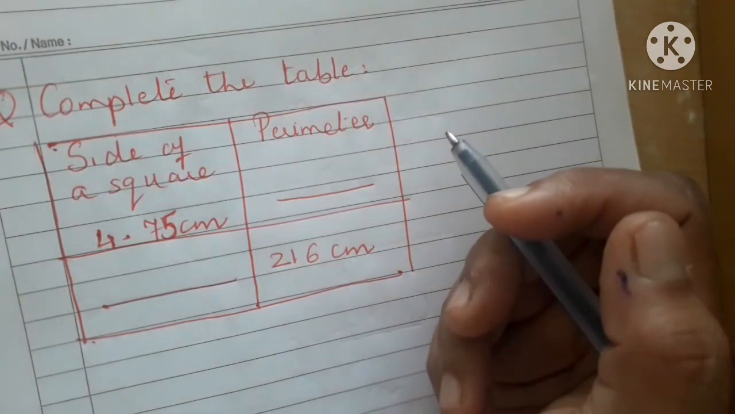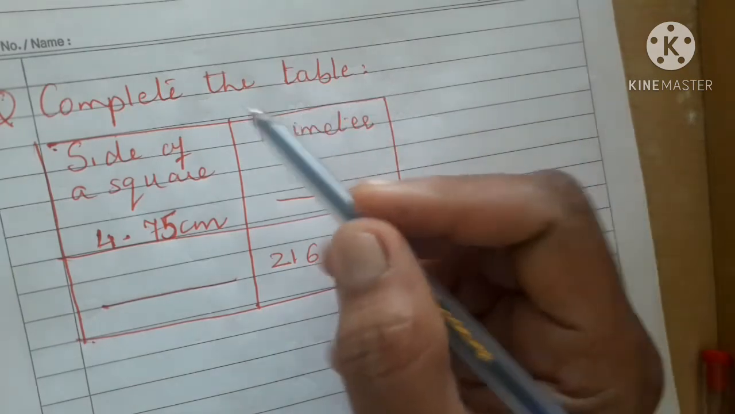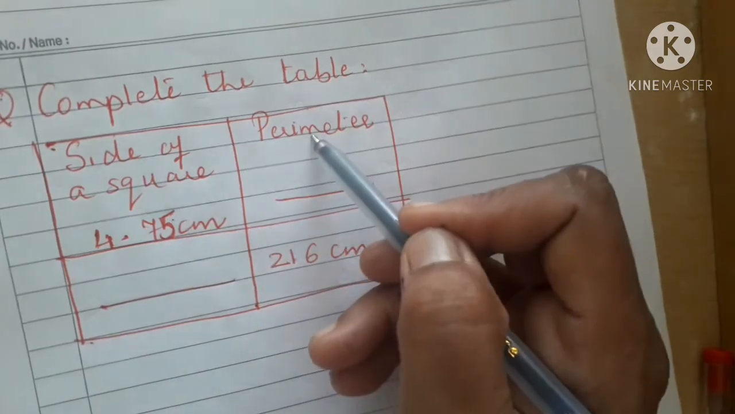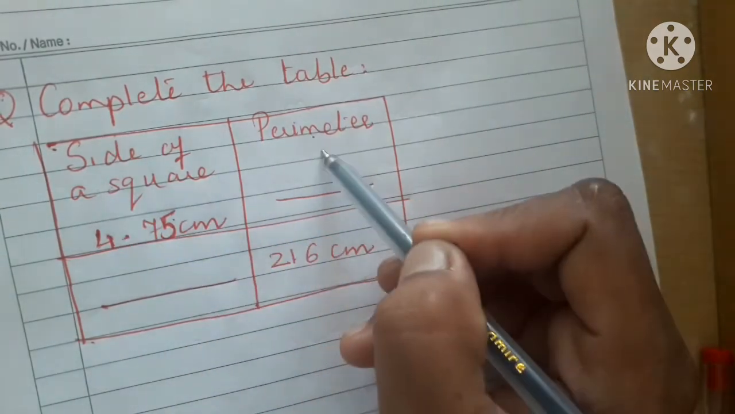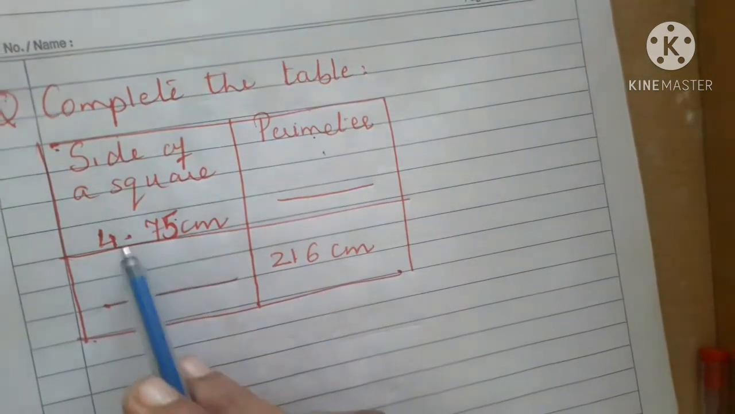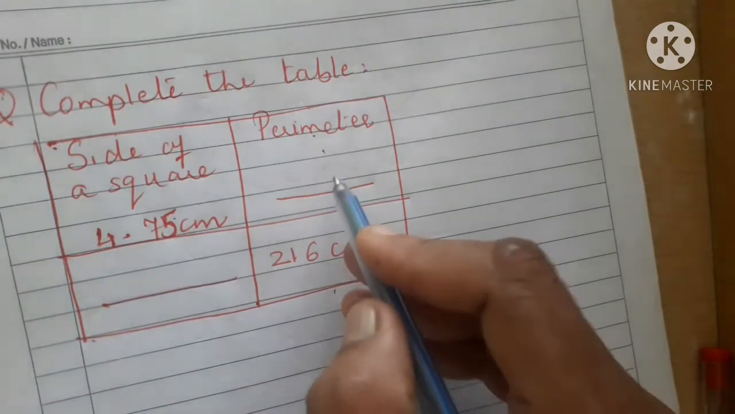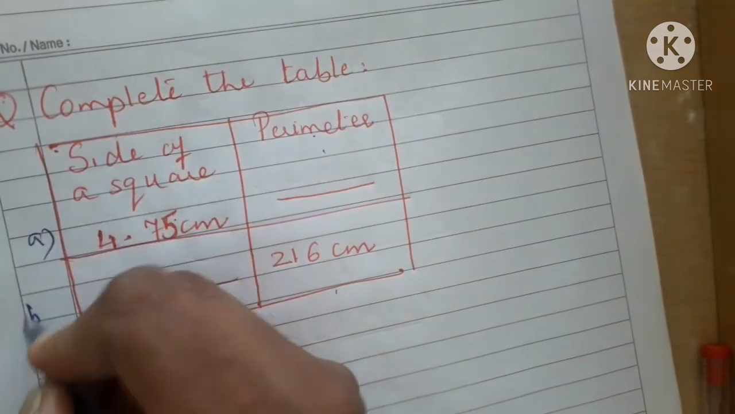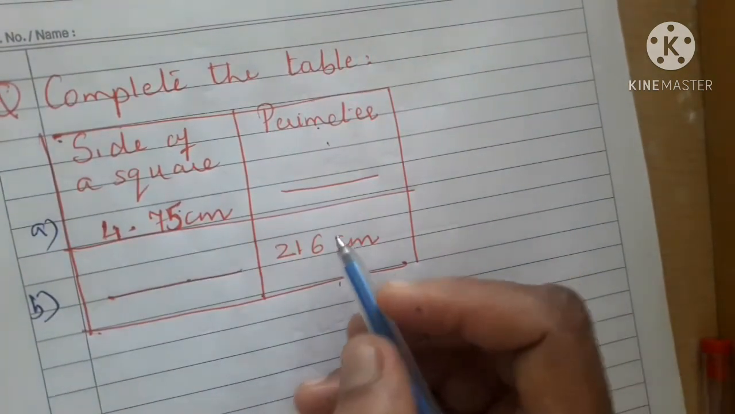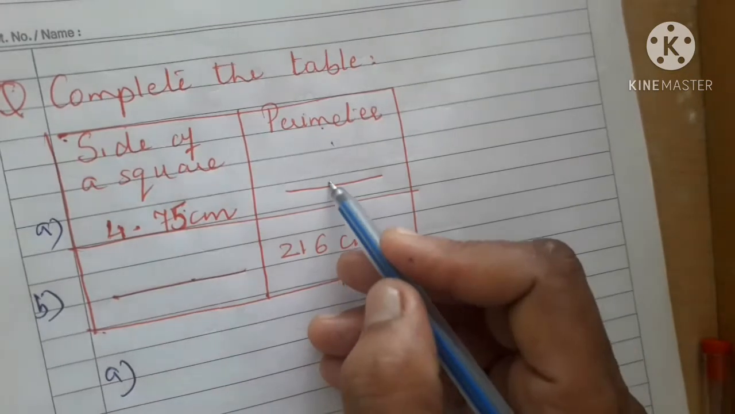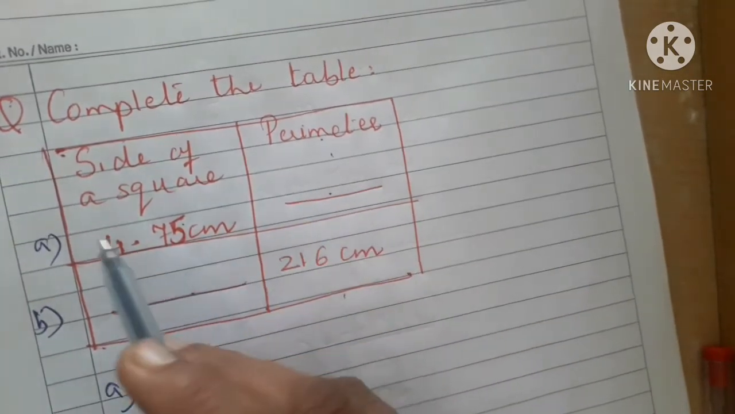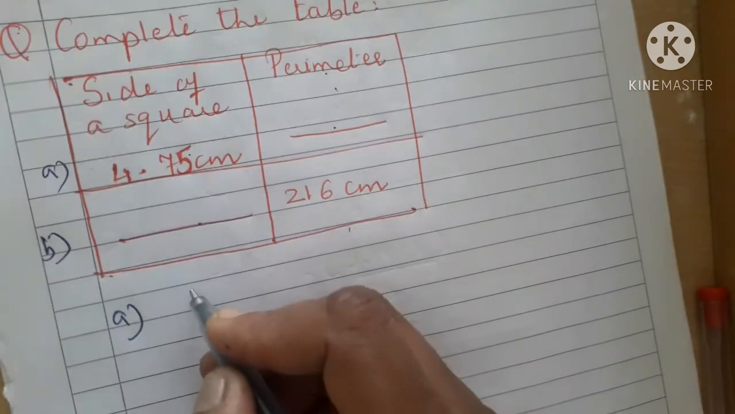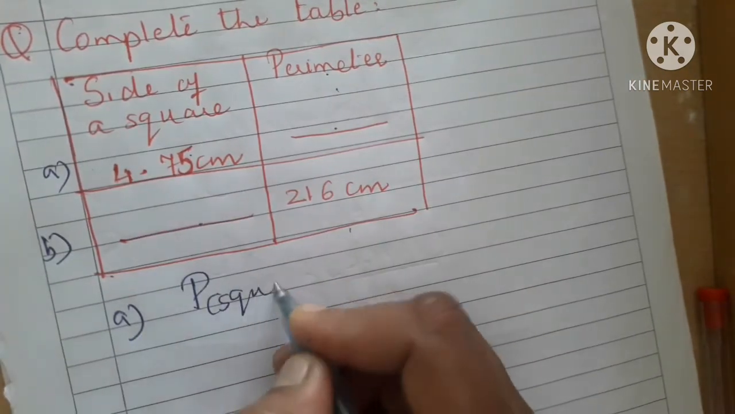Now let's solve this question. You have to complete the table. Side of the square and perimeter, 2 columns are being given and a few things are given. The rest of the things you need to find out. Suppose this is your first question and this is your question number 2. Then for question number 1, you have to find the perimeter, and the shape given is a square. That is perimeter of a square.